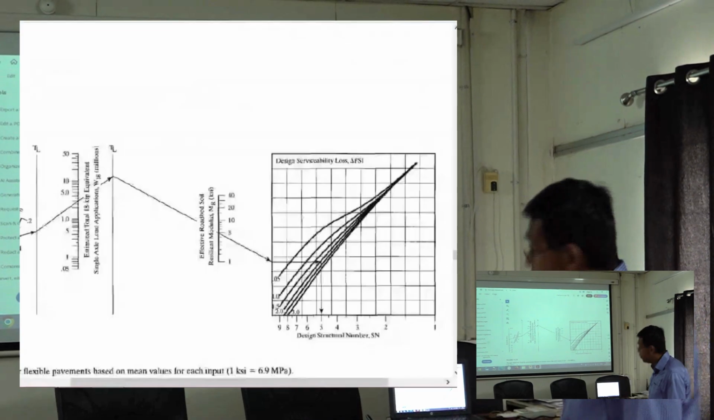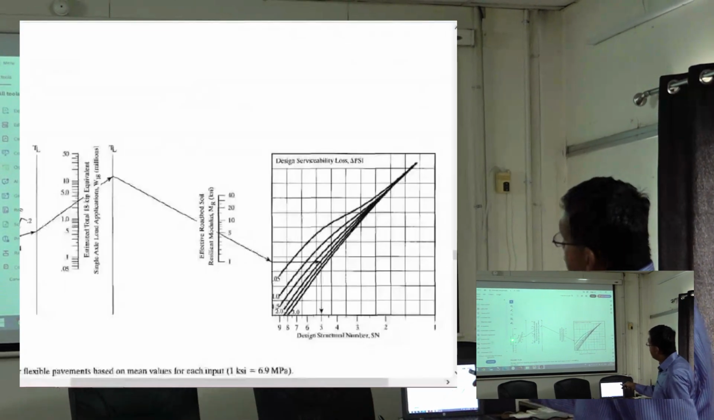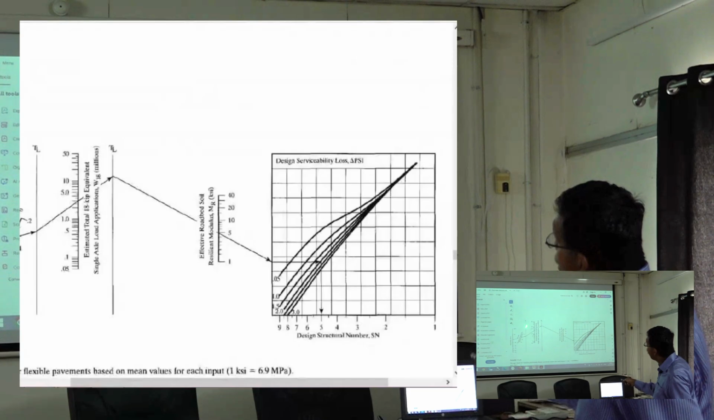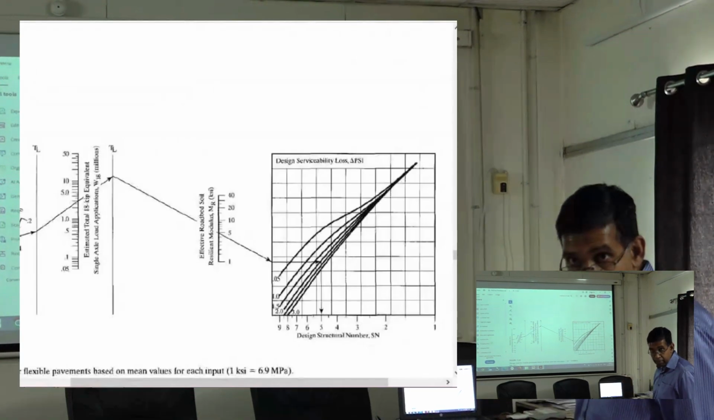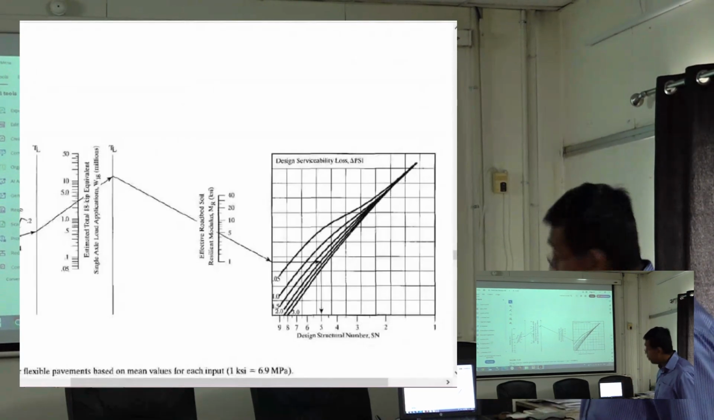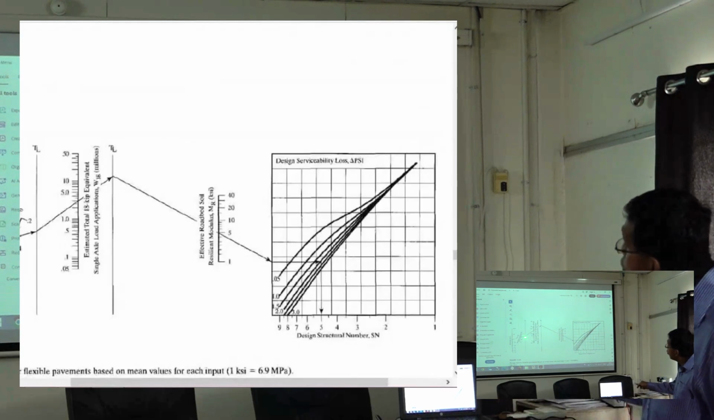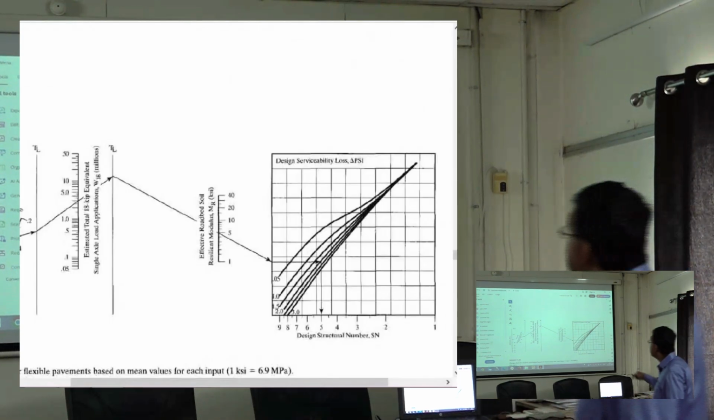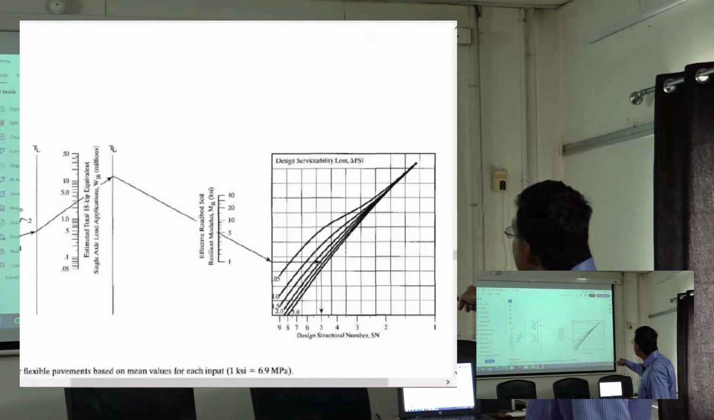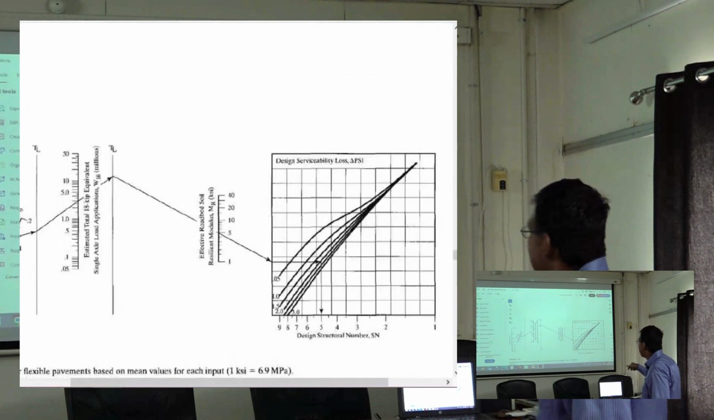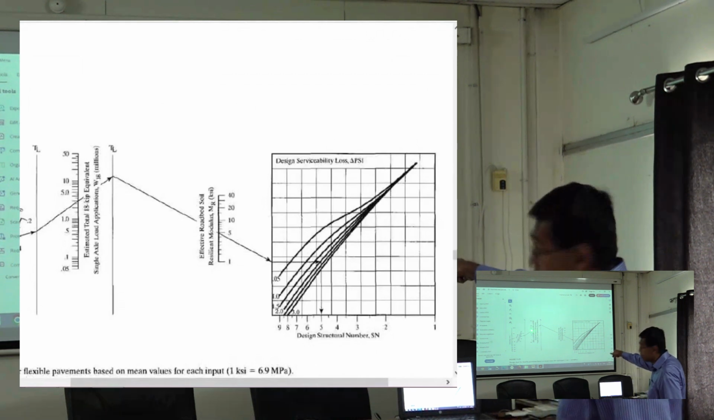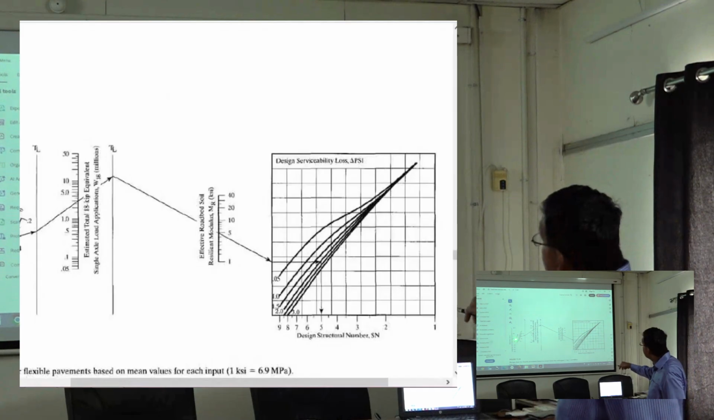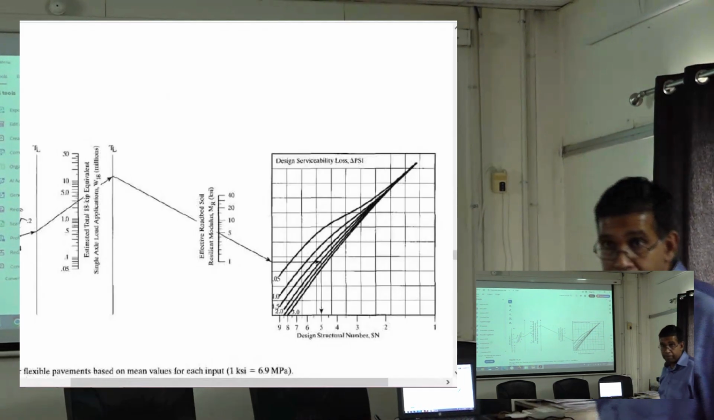That's the overall variability. You draw a straight line and you come to something called a turning line. Everybody okay so far? Then you go from here and you hit the design ESALs. That's the one we calculated yesterday. In this case, it is, I think, close to 4 million ESALs. And you come to the other turning line. Everybody?